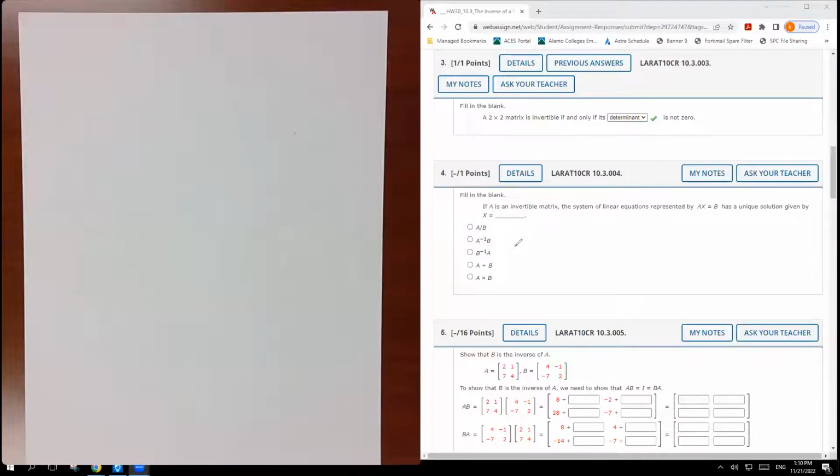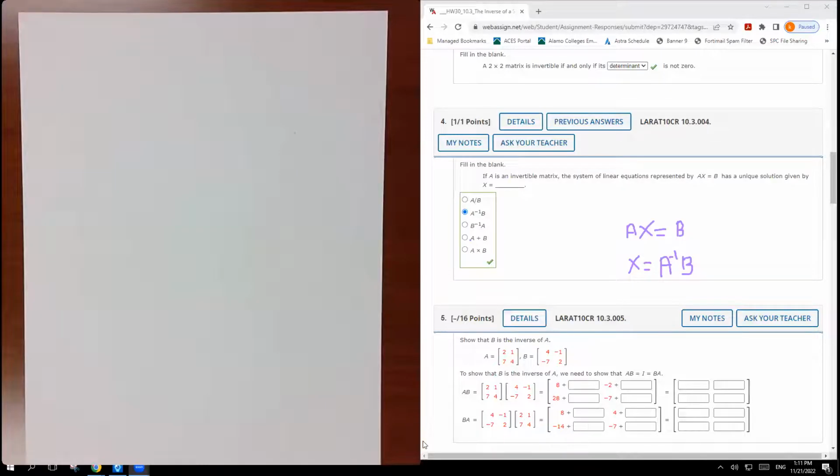For number 4, in fact, this is another theorem. If A is an invertible matrix, the system of linear equations represented by AX equal B has a unique solution given by X equal the inverse of the matrix A times matrix B. So we have to choose A inverse times the matrix B. We got it right. Now let's move to number 5.